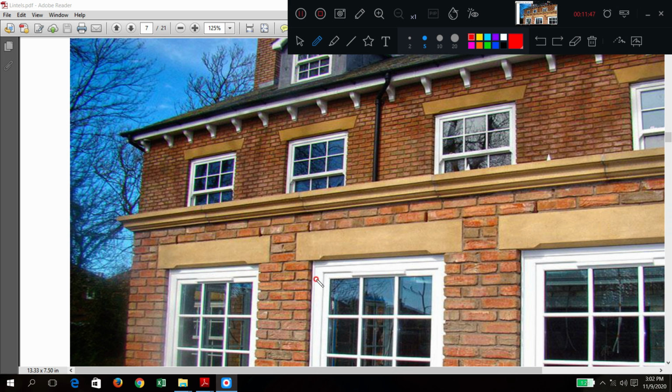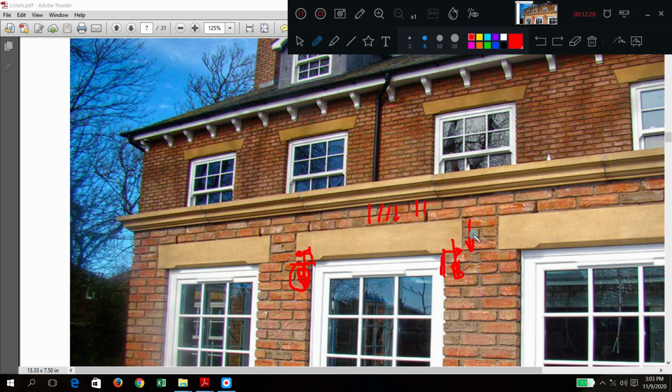This portion I will mark, which is embedded inside the wall. From this point the opening portion has ended. This additional portion which is embedded inside the wall is called the bearing of the lintel. I repeat, the portion embedded inside the wall is called bearing. This distance is called the bearing distance. The load of the wall is transferred through these bearings.